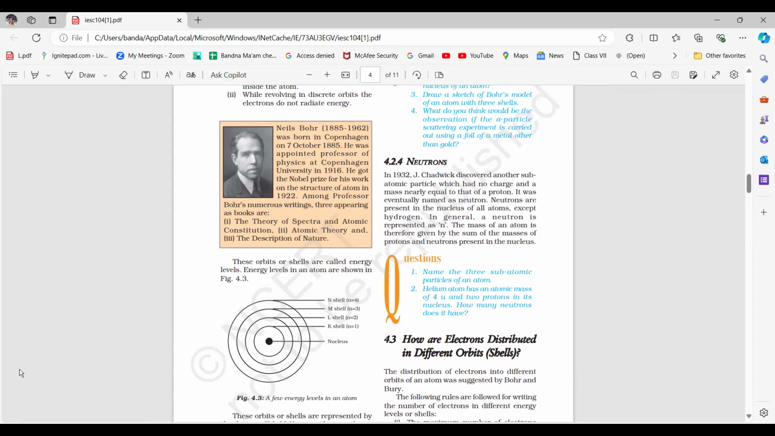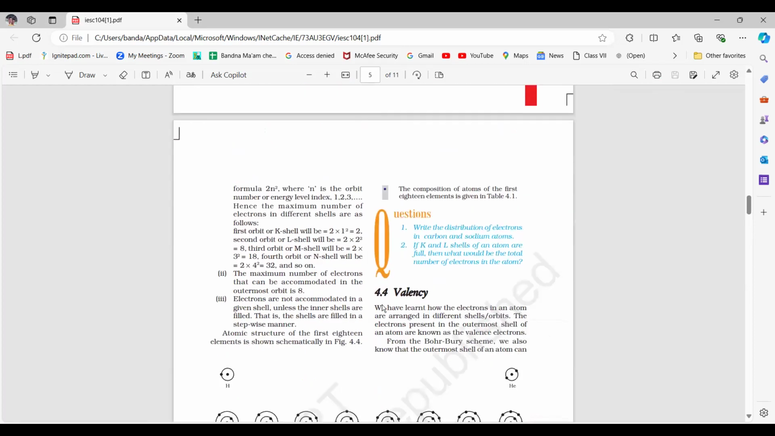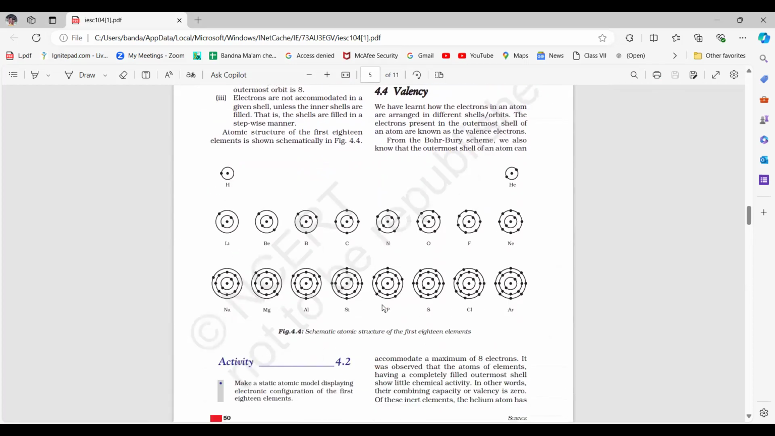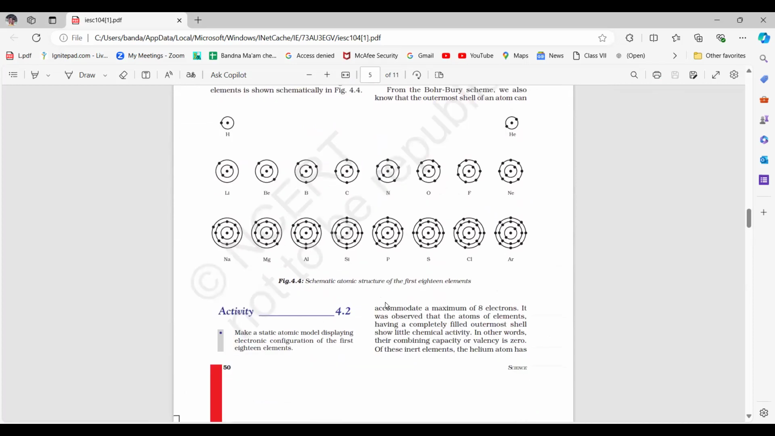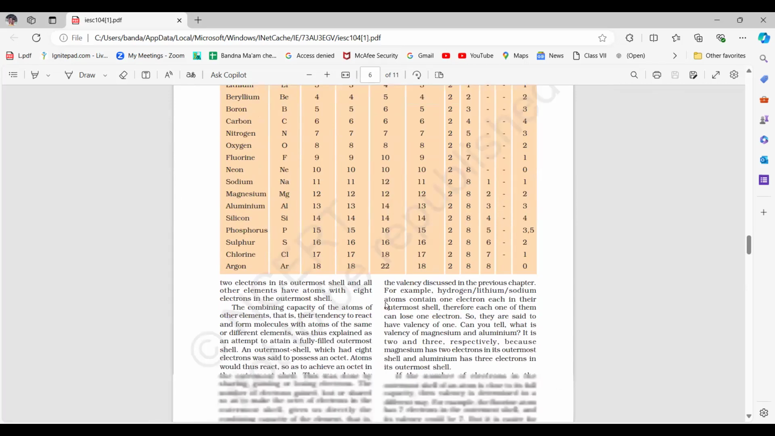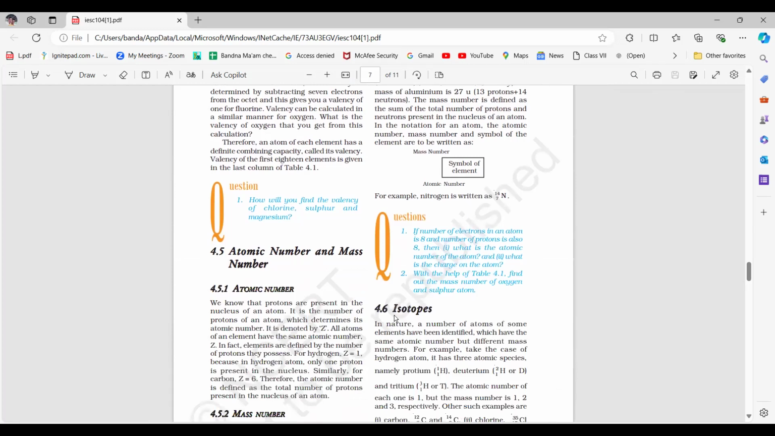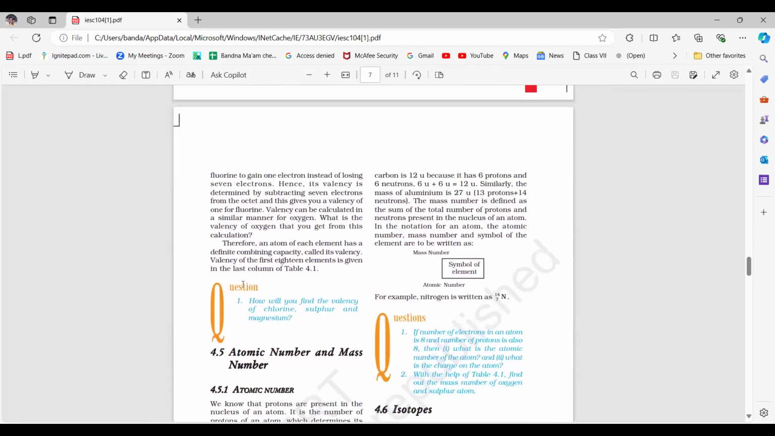So how electrons are distributed in the shells, that also I have taught you, right? That is 2n squared. Fine. Up till here, just go through it. Up till 4.5, just go through it. Any doubt, ask me.